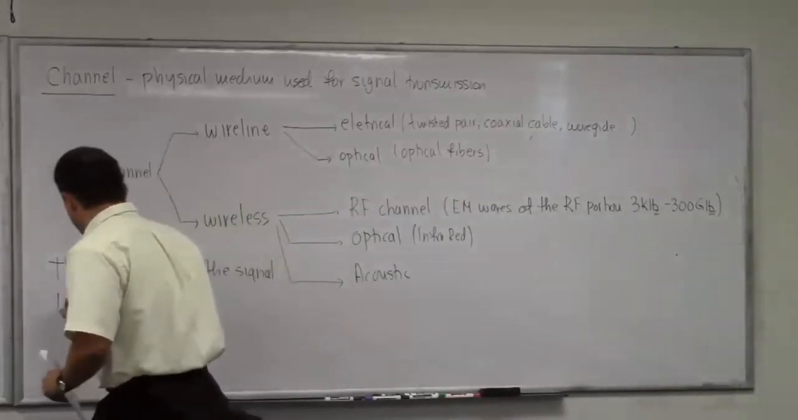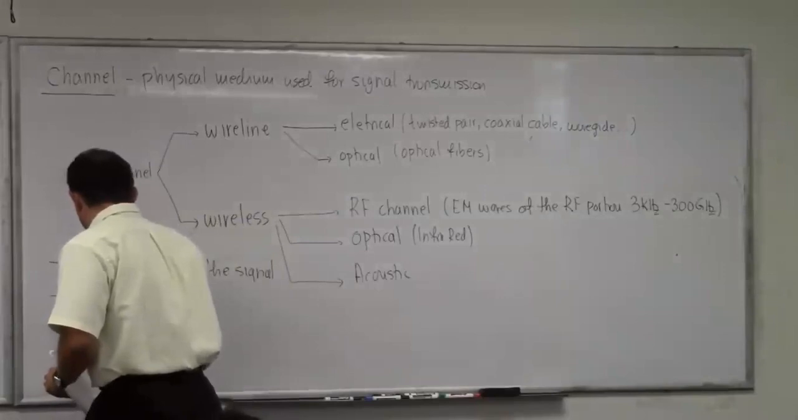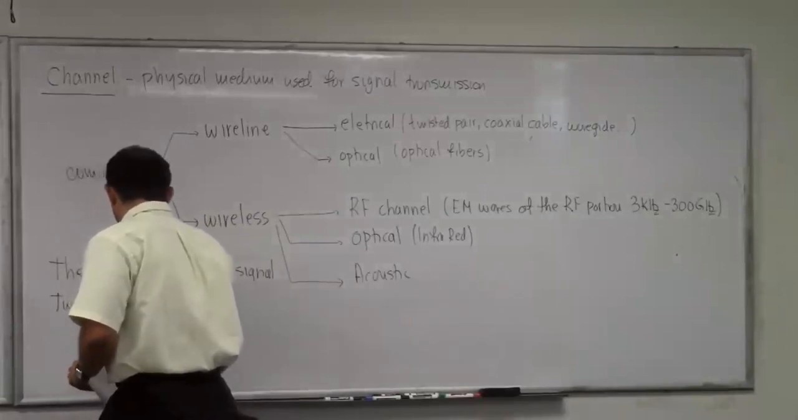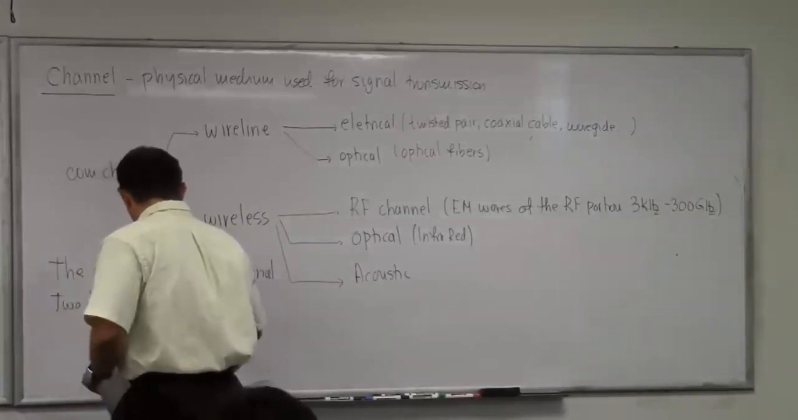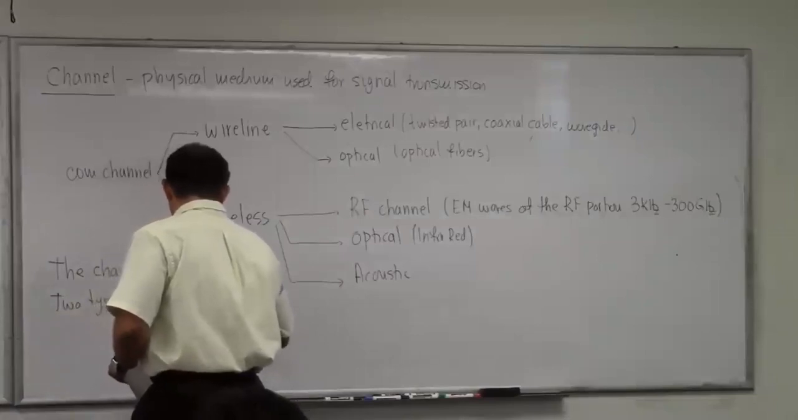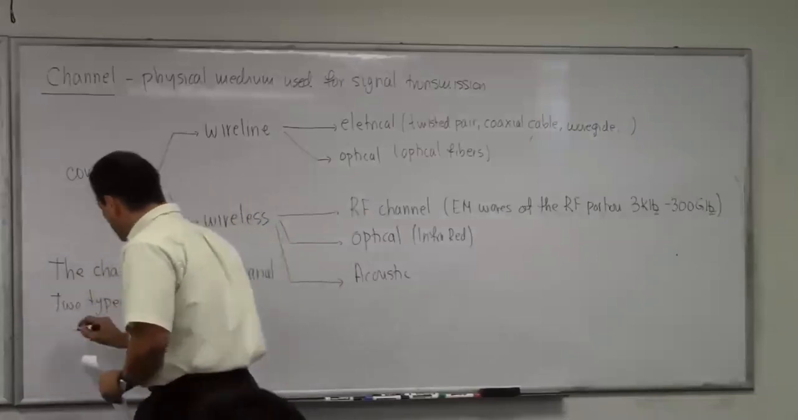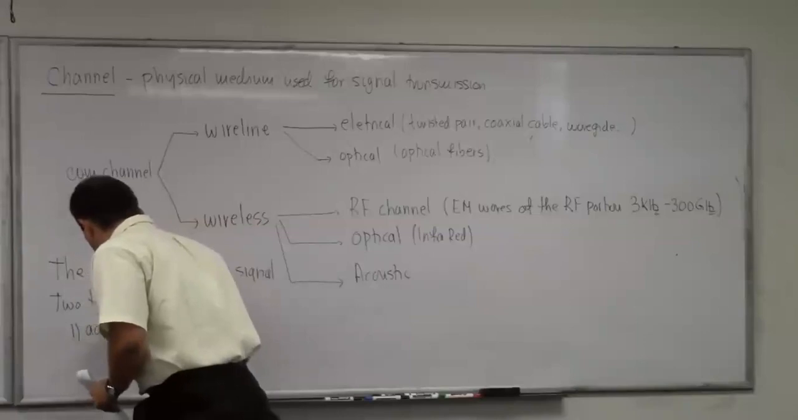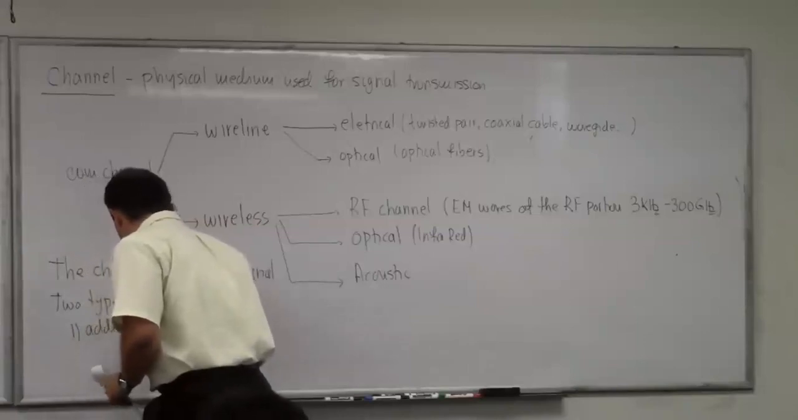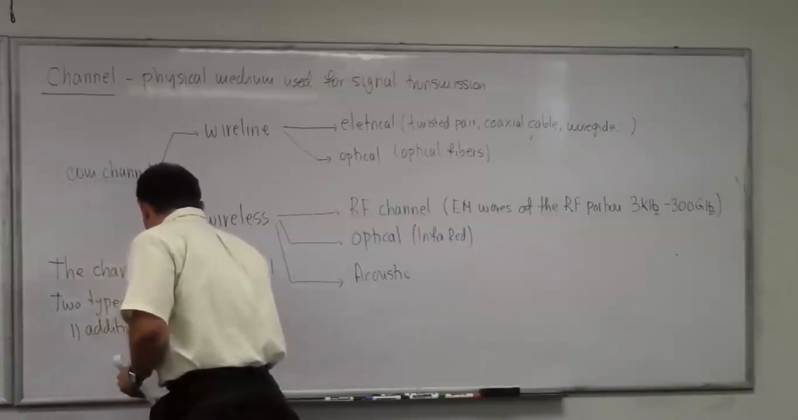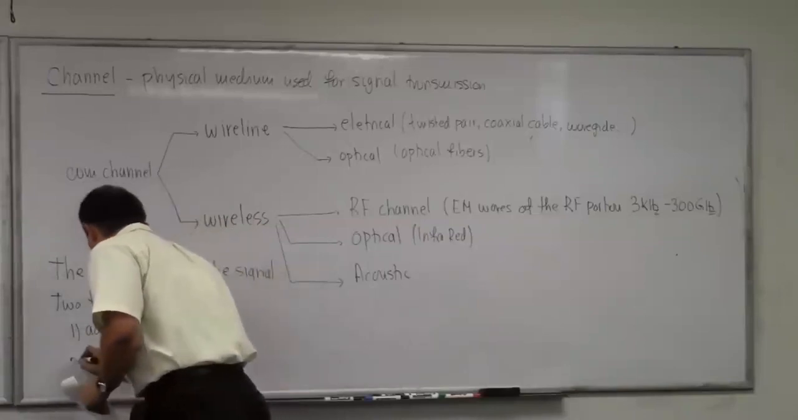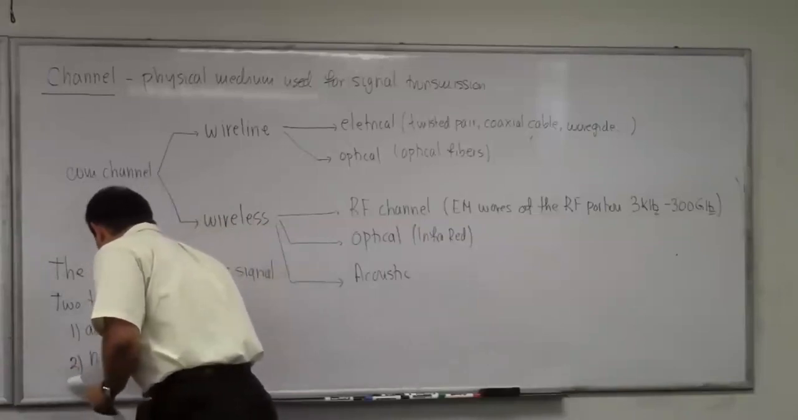And there are two types of distortion. The first type we're going to call additive distortion. And the second type we're going to call non-additive, right?